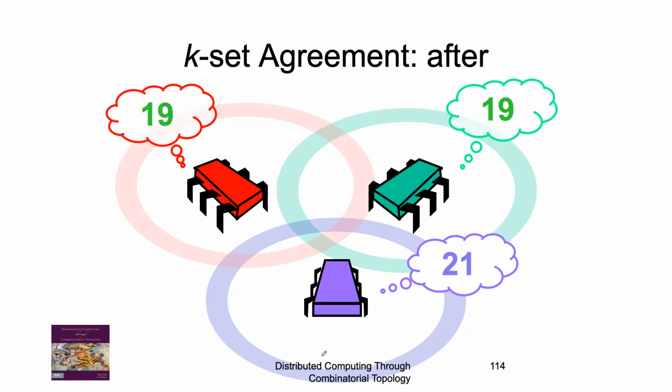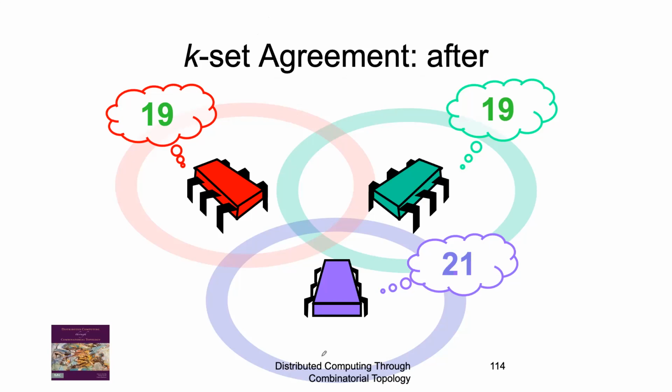At the end, they need to converge to some outputs. The outputs should be subsets of the sets of input. Yeah, we started with this, we ended up with this. And the cardinality of the set of outputs shouldn't exceed k, should be k or less. That's why it's called k-set agreement.